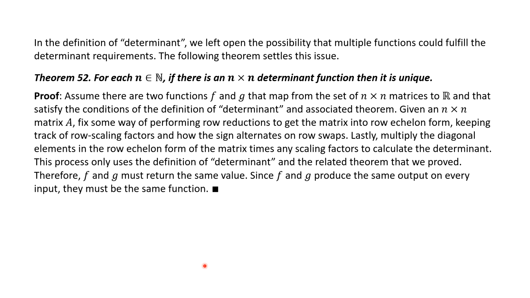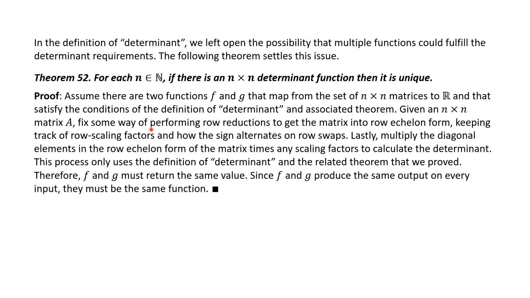In the definition of determinant, we left open the possibility that multiple functions could fulfill the determinant requirements. The following theorem dispels that possibility. For each n natural number, in other words 1, 2, 3, 4, if there is an n by n determinant function, then it is unique. So assume there are 2 functions, f and g, that map from the set of n by n matrices to R, and that satisfy the conditions of the definition of determinant and the associated theorem that we just proved.